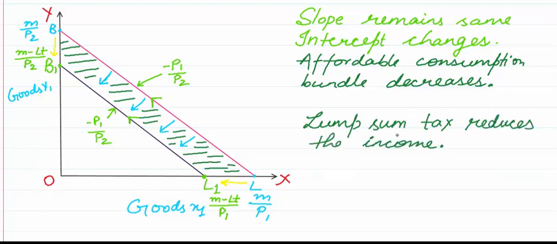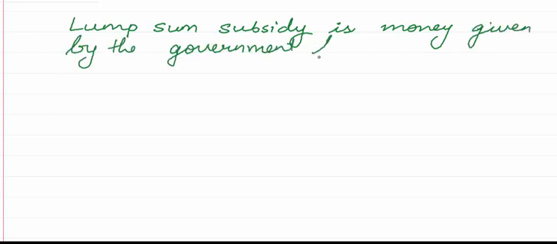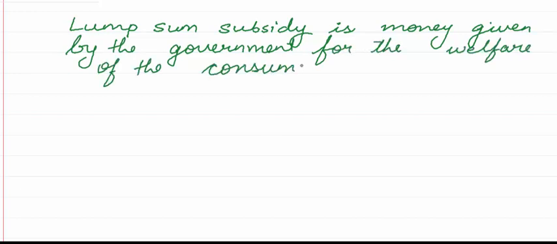Now let us see how will lump sum subsidy change the income of the consumer. Let's have a look at that. Lump sum subsidy, unlike lump sum tax, is money paid by the government or money given by the government for welfare of the consumer. In certain cases, the government gives money to the consumer, to the people of the nation for their welfare.